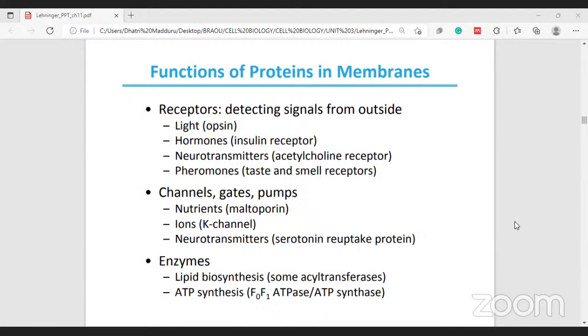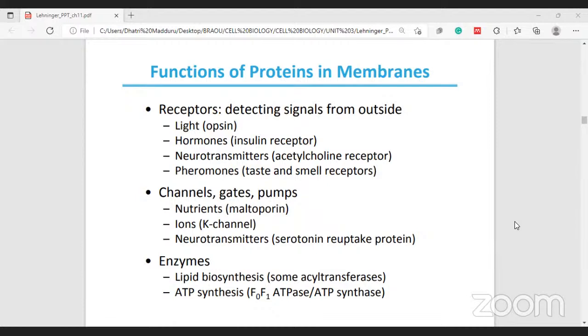So here opsin is the protein. Then hormones, like the insulin receptor, which will bind specifically to insulin. And then the acetylcholine receptor, which will receive neurotransmitters like acetylcholine. And then taste and smell receptors, for signals like pheromones, which will be received by the receptors.